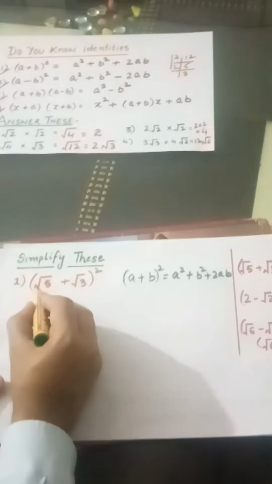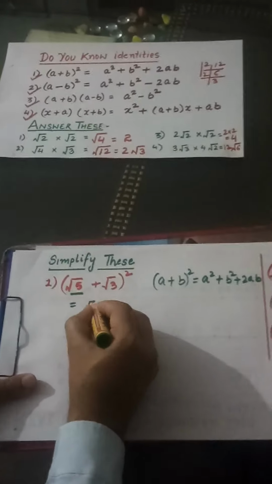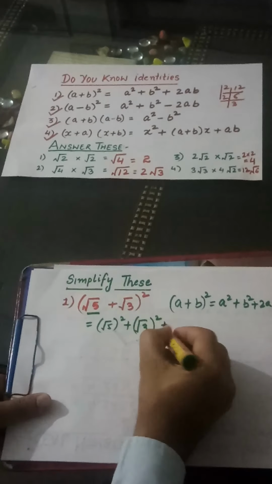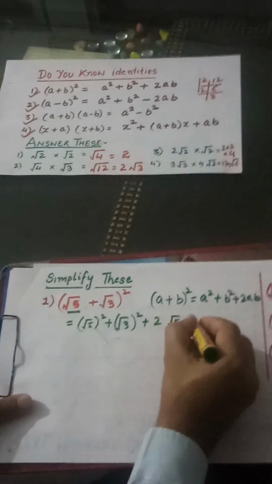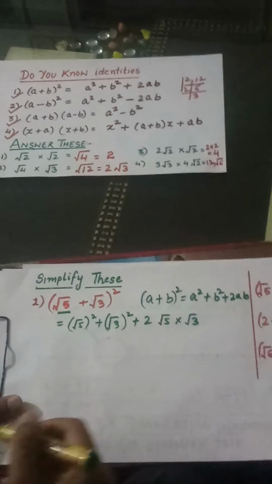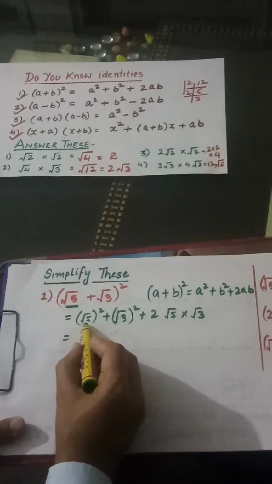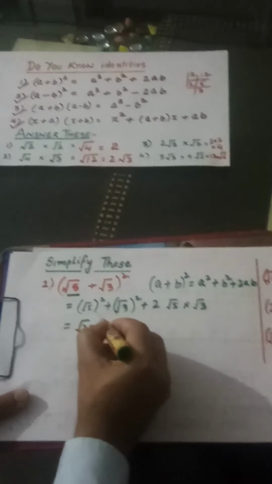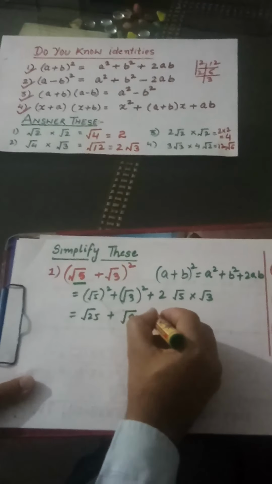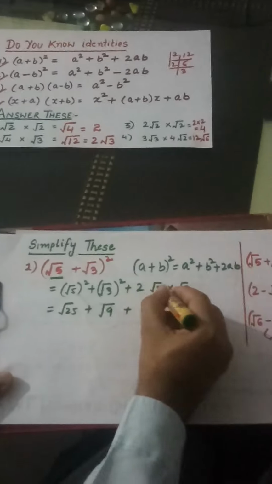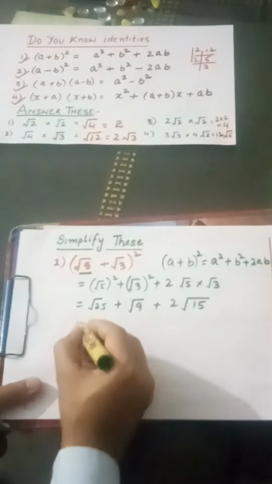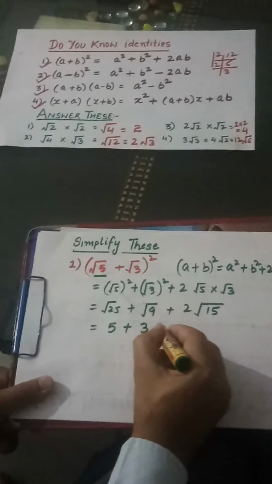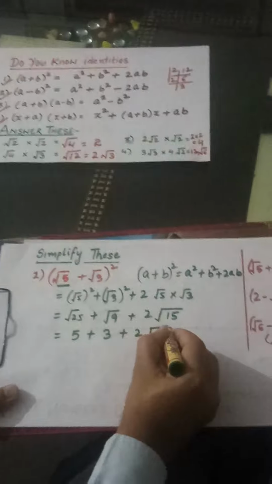What is your a here? A is root 5. So you can write root 5 whole square plus root 3 whole square plus 2 into root 5 into root 3. So can you tell me what is root 5 whole square? It is root 25. So you can write root 25 plus root 9 plus 2 into root 15, since 5 times 3 is 15. Now do you know what is root 25? It is a perfect square. 5, root 9 is 3, plus 2 root 15.